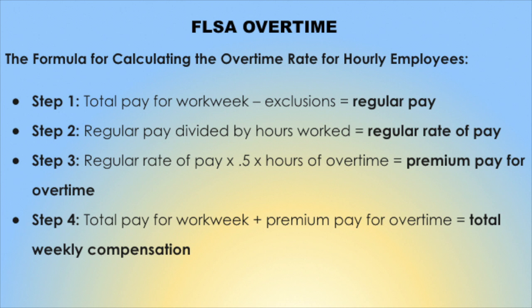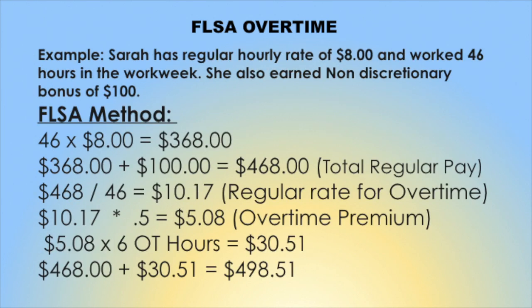Now here is a formula for calculating the overtime rate for hourly employees. Step 1: total pay for the work week minus any exclusions is equal to the regular pay. Step 2: regular pay divided by the hours worked is equal to the regular rate of pay. Step 3 is that regular rate of pay times 0.5 times hours of overtime is equal to premium pay for overtime. And then step 4 is total pay for the work week plus premium pay for overtime is equal to the total weekly compensation. Let's understand these steps by looking at one example.